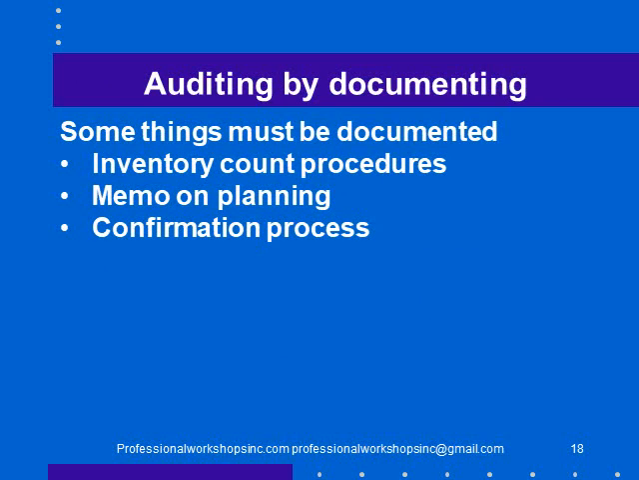Now, auditing by documenting, some things must be documented, inventory count procedures, so it would be convenient if the audit program says, I have documented the inventory count procedures on working paper blank. And then on a working paper blank, you write down what you did. You have to document your planning, though I don't know that writing a memo on planning is going to be complete enough. If you've done confirmations, we have to document that we did it independently. We did it. The client didn't do it for us.